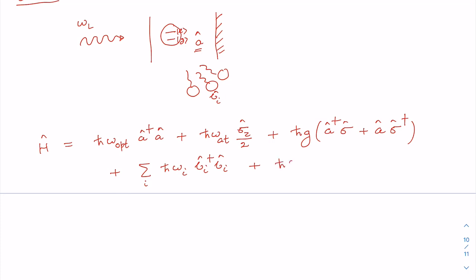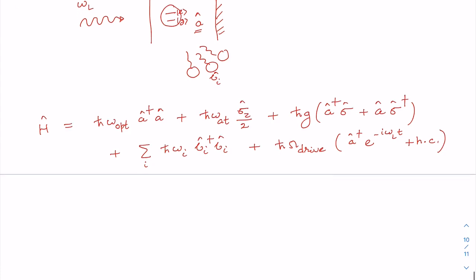The cavity is driven by this external laser, so we can capture it by writing h cross omega drive, that is the driving amplitude. Because of this drive, a photon is created inside this cavity. So we have a dagger e to the power minus i omega L t. It has to be Hermitian, so the Hermitian conjugate is also there.